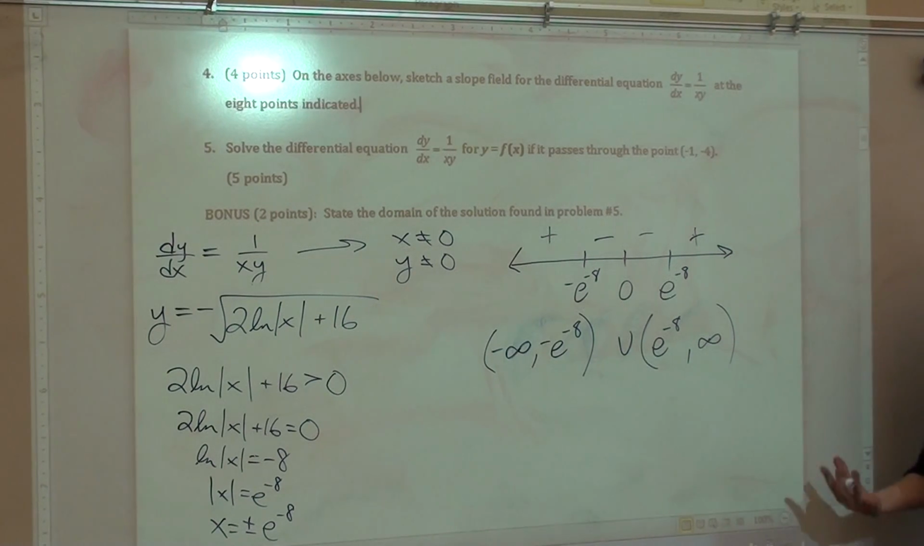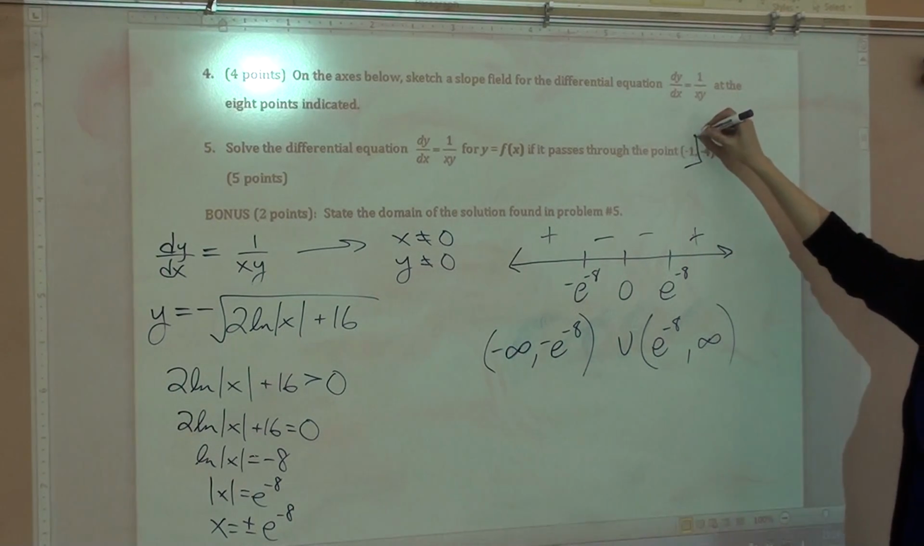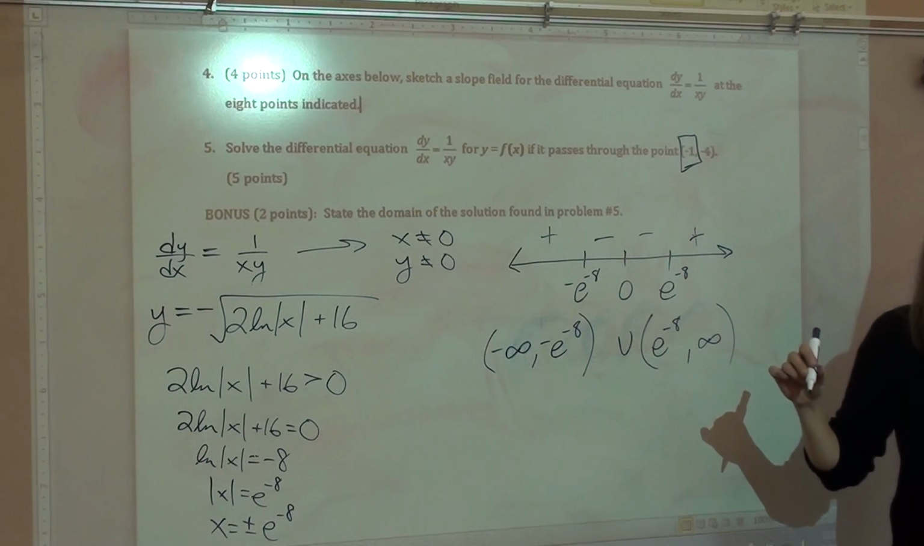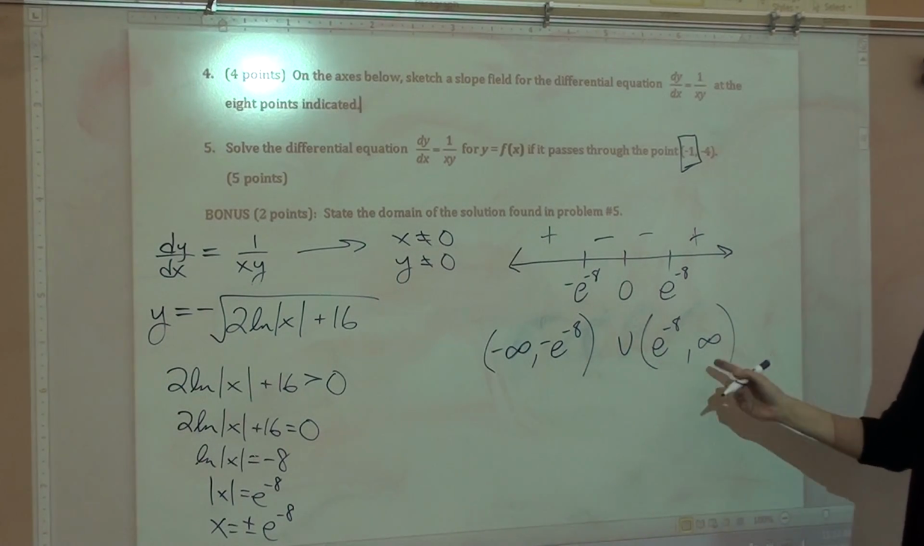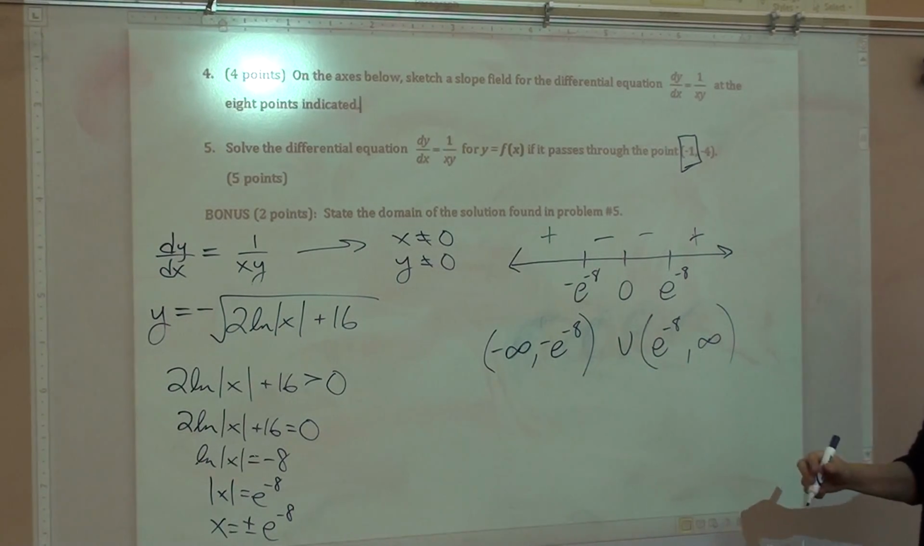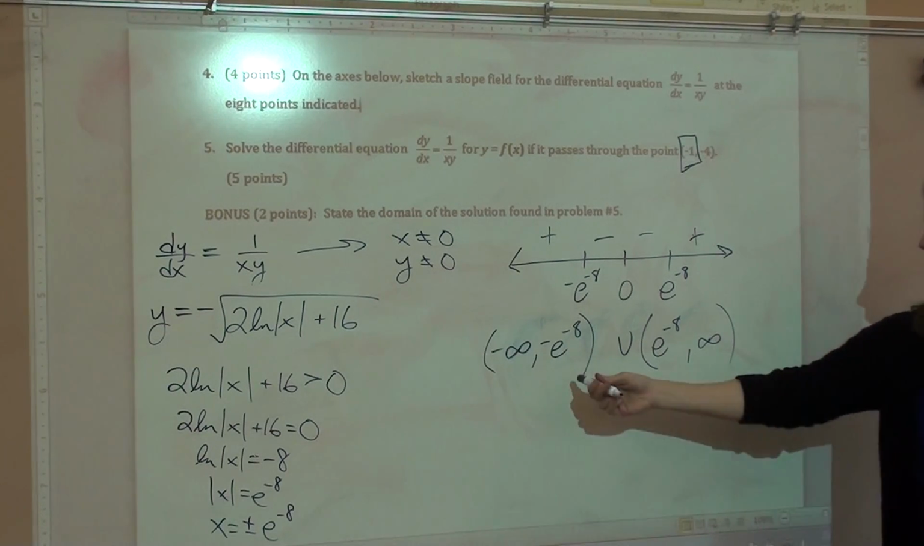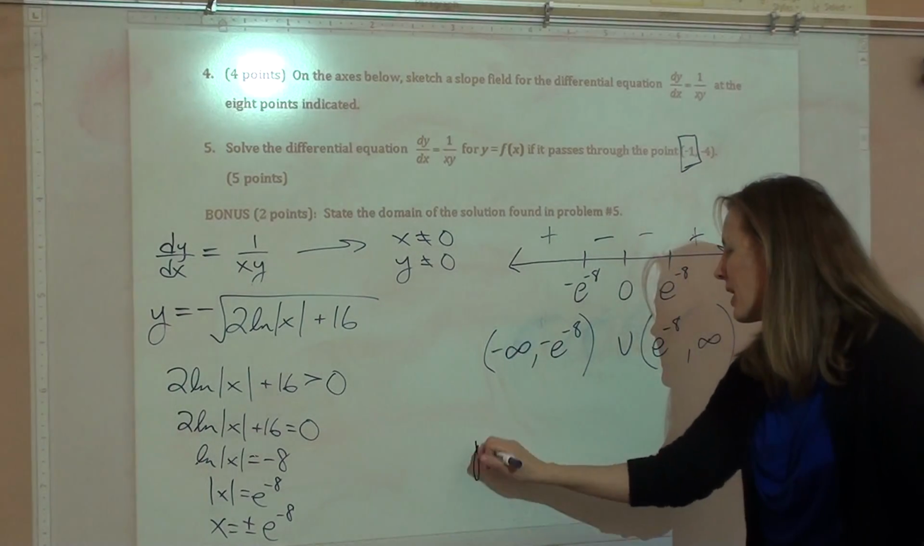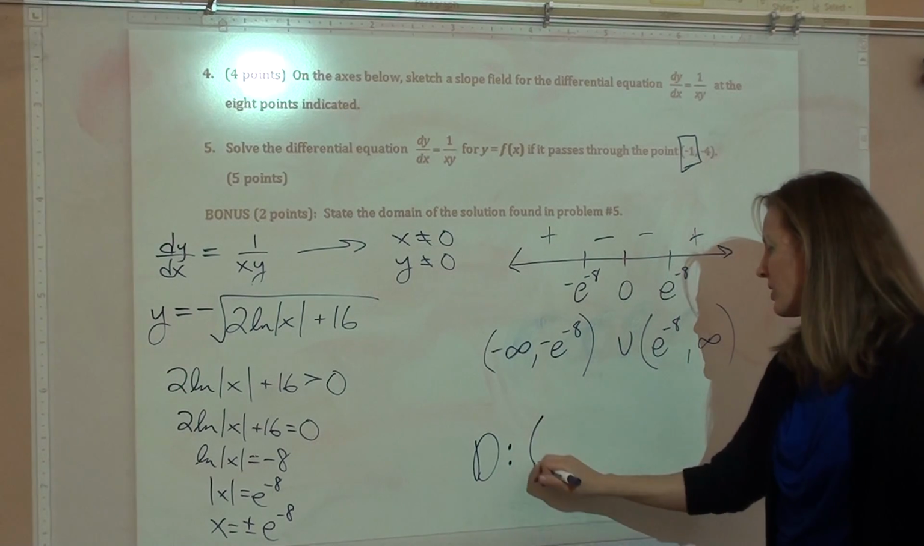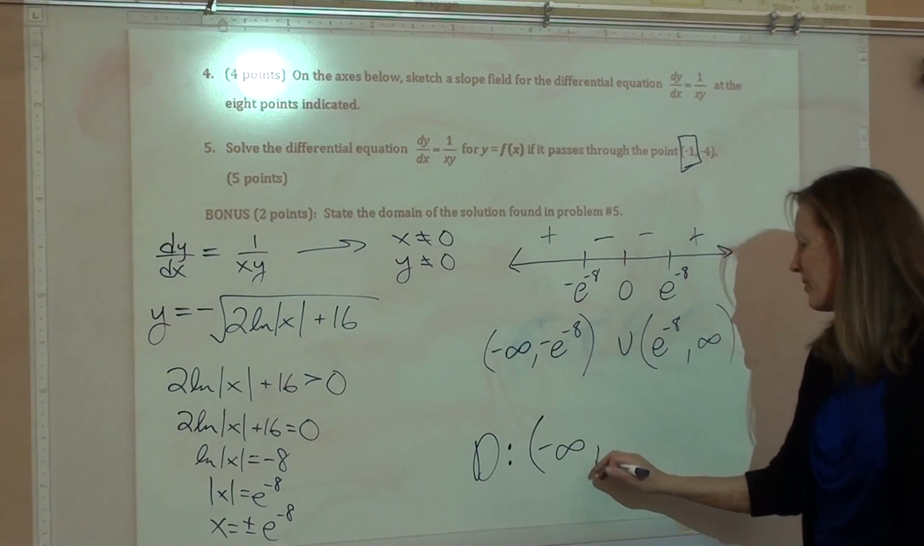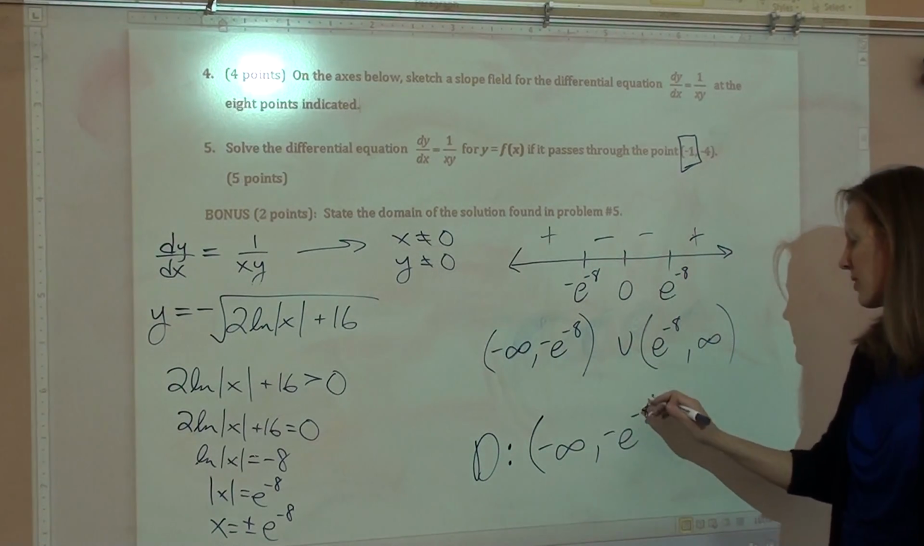But the domain of a solution of a differential equation can only be one interval. You have to pick one. How do you know which one to pick? It's which one the x value of the point is in, since we're talking domain. So which of these would contain an x value of negative 1? The one on the left. So our domain for this differential equation would be negative infinity to negative e to the negative 8th.